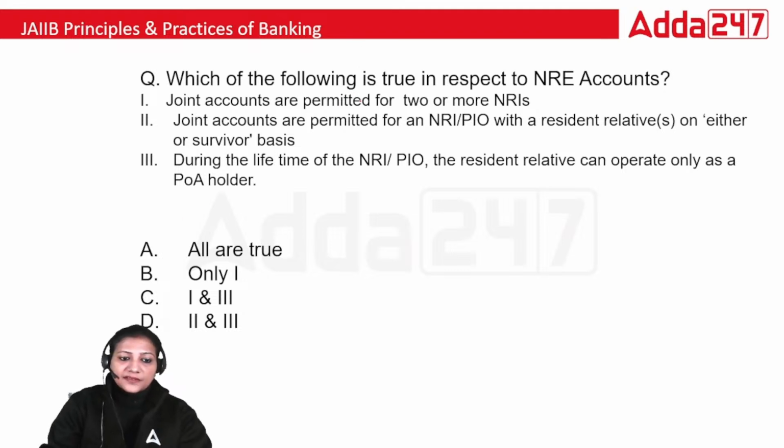As we have seen that joint accounts are permitted for two or more NRIs, this is true. Joint accounts are permitted for an NRI with a resident relative on a former or survivor basis, not either or survivor, so this is not true. During the lifetime of the NRI or PIO, the resident relative can operate only as a POA holder. So this is also true. So true are 1 and 3, and 2 is not correct because it is former or survivor basis.